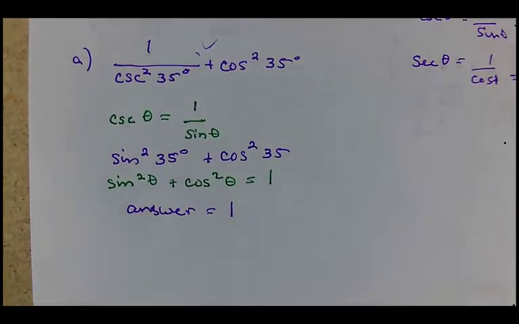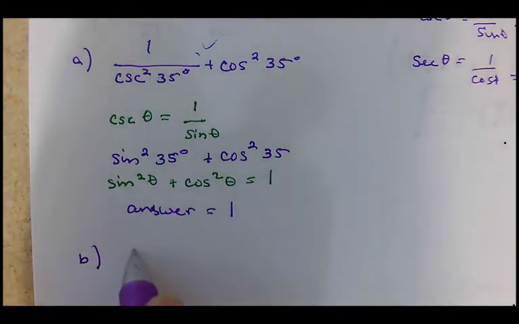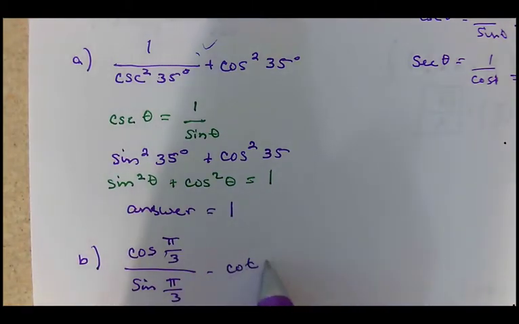Let you absorb that for a little bit. Let's go and take a look at the second one. The second one that we have is given in the following form. We have cosine of pi over 3 over sine of pi over 3 minus cotangent of pi over 3.